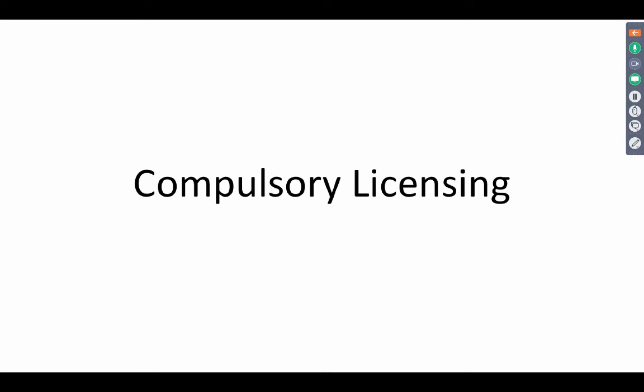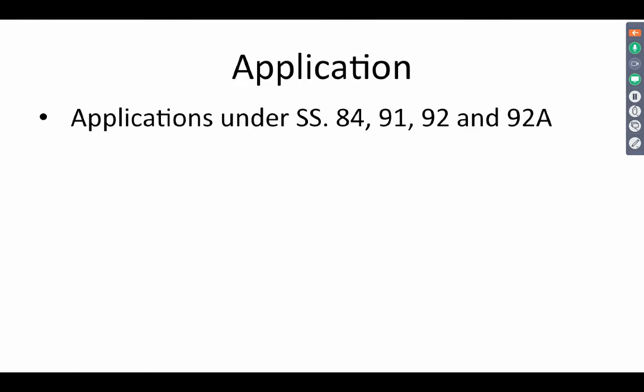Compulsory licensing. An application for compulsory licensing can be made under 4 provisions of the Patents Act. In other words, there are 4 types of compulsory licensing. The first one is under section 84, the next is under section 91, another kind is under 92, and the 4th type is under 92A. We will tell you what these are in detail.